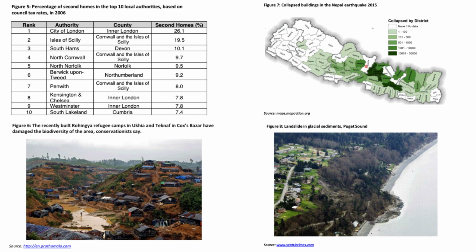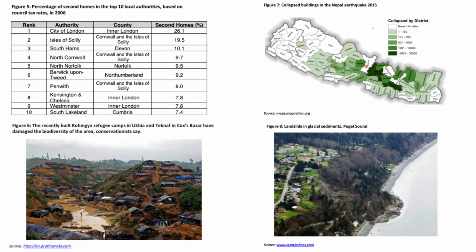Figure 6, the recently built Rohingya refugee camps in Ukhia and Teknaf in Cox's Bazar have damaged the biodiversity of the area. Wow, there's lots in that. So refugees, people who've been forced to move out of their country. In the case of the Rohingya, it's because of persecution in Myanmar, and they're actually being targeted by the government and being killed, so they're running away.